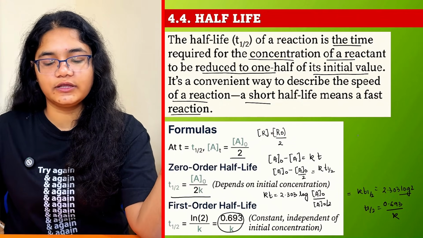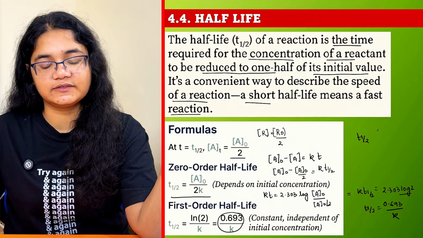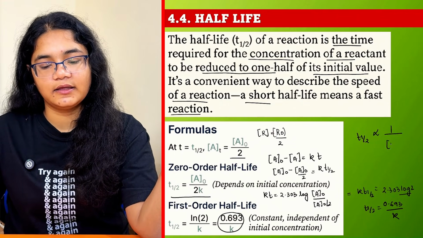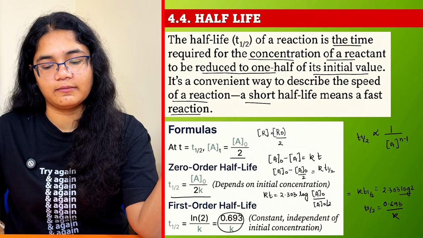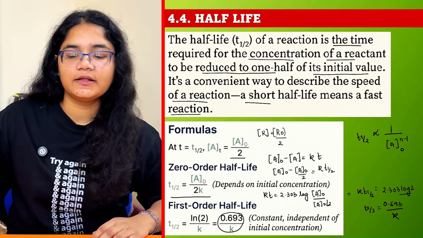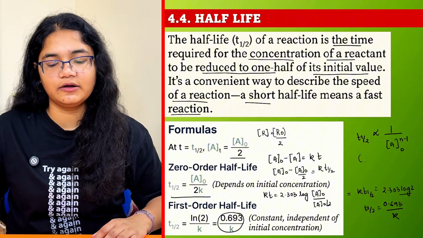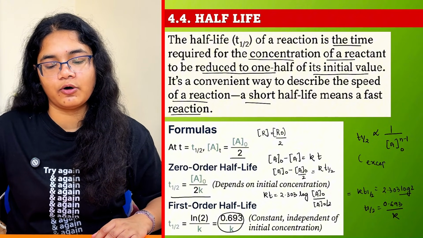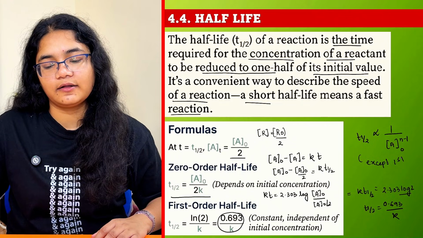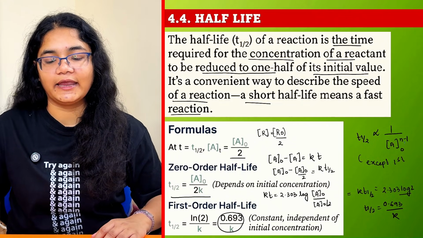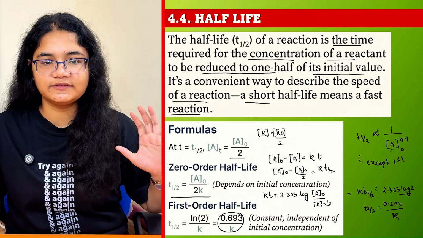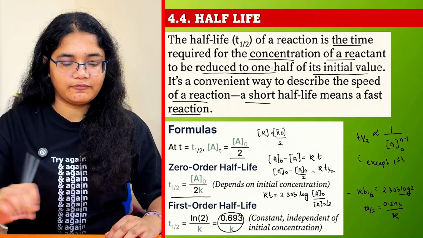And one more thing you need to know, that in general t half is proportional to 1 by A0 to the power of n minus 1. So this is not applicable for first order. For all other orders you can calculate that t half is proportional to 1 by A to the power of n minus 1. So you have to remember this formula.